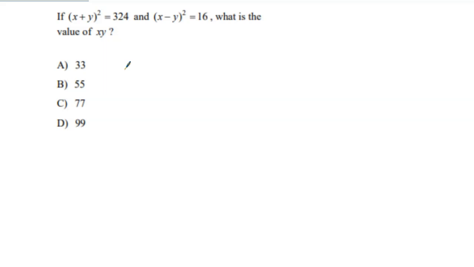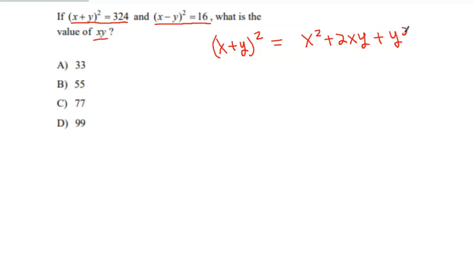So in this question here, you have to be really good with your binomial expansion. If you know that, it will make things easier for you. So we have been given this, and they want us to find it. So let's see how we can go about this. Let's go ahead and expand this. If we use a binomial, you will get x squared plus 2xy and then plus y squared.